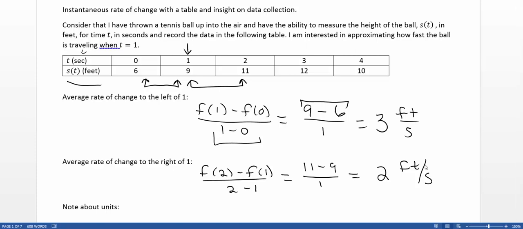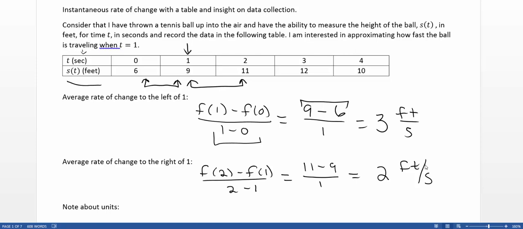Now, because I have a table, I can't make this information any better. I don't have a way to get closer and closer like I did with the graph, because with the graph, I had the function and I could just keep plugging things in. But here, unfortunately, I don't have a good way to do that. So my left hand approximation was 3 feet per second. My right hand approximation is 2 feet per second.